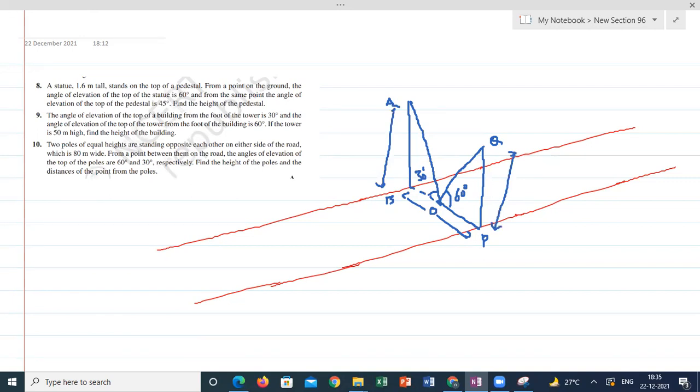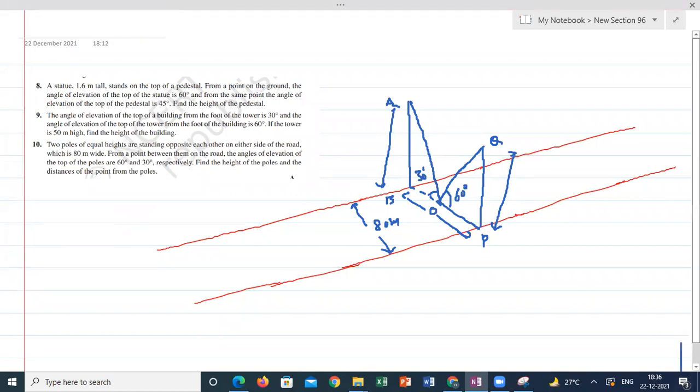The only conditions are the angles of elevation, the total distance is 80 meters, and both the heights are the same. Is the situation clear? Guys, is the situation clear before going to solving the question? Yes or no, please. Yes, understood, sir.